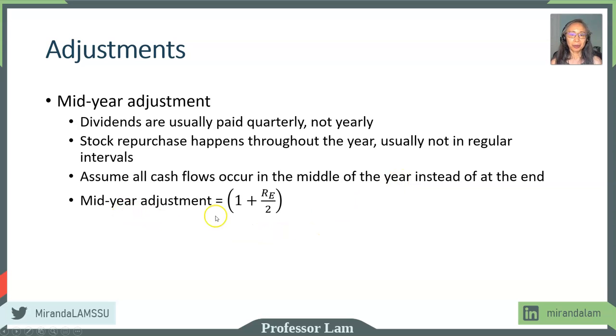So what we do is we create an adjustment factor. This is equal to 1 plus the cost of equity divided by 2. And your adjusted value is the value we estimated times this adjustment factor.